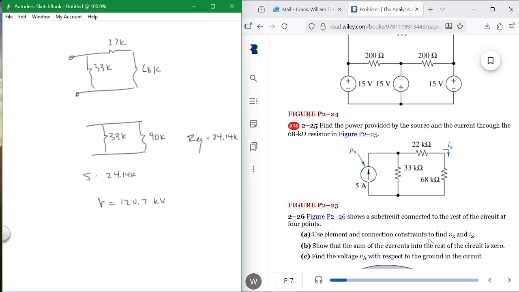Now that we've got that, now I can go back and then find my current through my 68K, which is what? If voltage is that, and this loop has 90K in it, so 120.7K volts divided by 90K is equal to what? 120.7 divided by 90 is equal to 1.34 amps. Is that what we got before? I haven't worked these yet. I'm working these as we go. But you see what I'm saying, okay? All right, any questions about that?